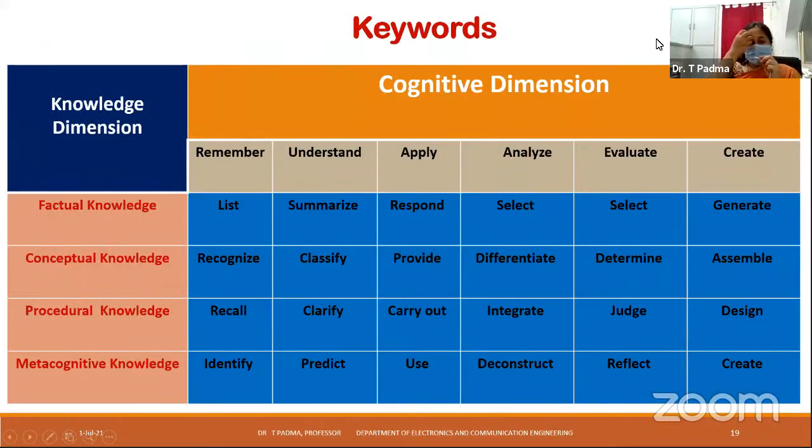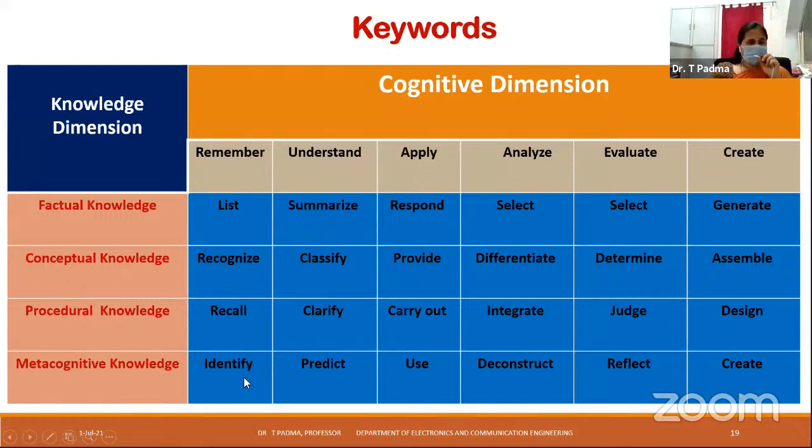So let us see a few keywords that are used for the knowledge dimension in this two-dimensional process of assessment and learning. So here, this remember level. In this remember level, if we look into the factual knowledge, it is like giving a list of the components or some list of items which are required. That comes under the factual knowledge. Recognize is another keyword which is used for the conceptual knowledge for remember. Similarly, recall is the keyword for procedural knowledge applied to the remember level.